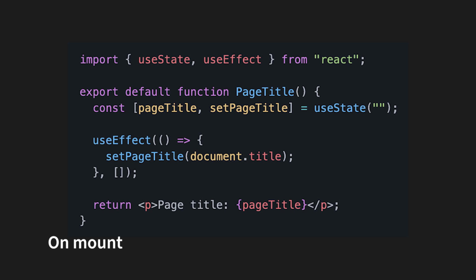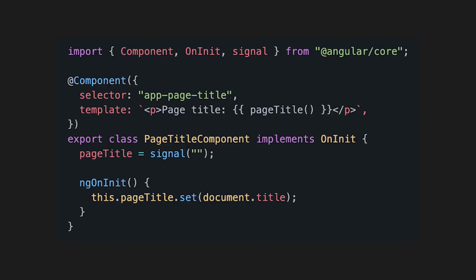Let's see how each framework handles actions when a component mounts. In our React example, we use the useEffect hook with an empty dependency array, ensuring it runs only once, right after the component mounts. Inside useEffect, we capture the document title and update our state via setPageTitle. This triggers a re-render.